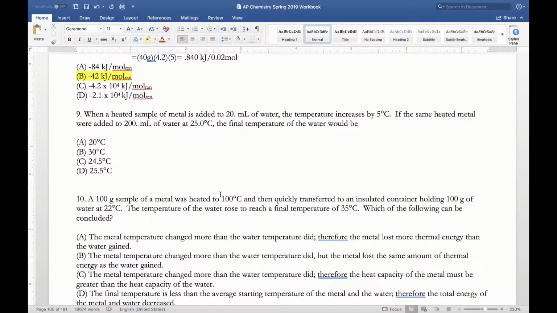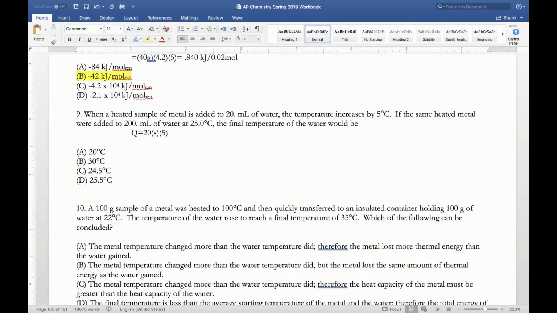Okay? When a heated sample of metal is added to 20 mL of water, the temperature rose by 5 degrees Celsius. If the same heated metal were added to 200 mL of water, if you think about it, I'm going to have the same heat because it's heated to the same amount, so the same amount of heat is going to be transferred. The mass of water starts out at 20, I'm going to have the same specific heat, and I'm going to have a change in temperature of 5. For the next one, if instead of 20, I use 200, notice my specific heat's the same. Since my Q is the same, basically what this is saying is what would my change in temperature have to be if I increase this by a factor of 10?